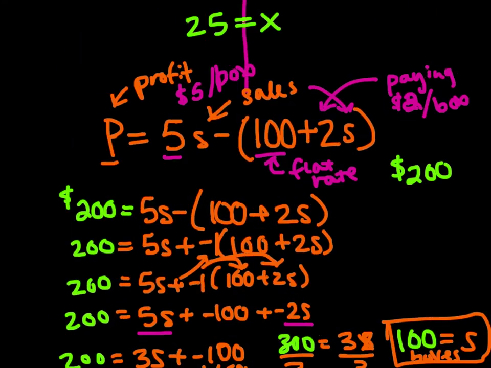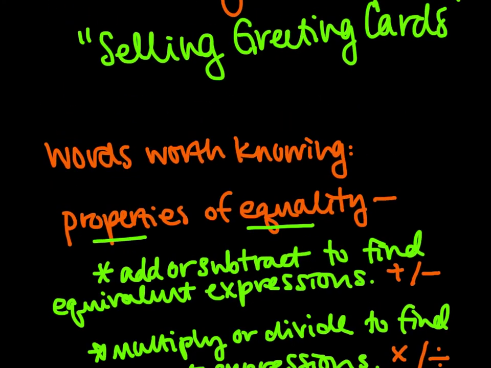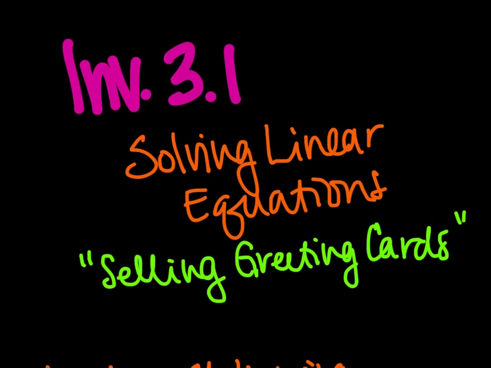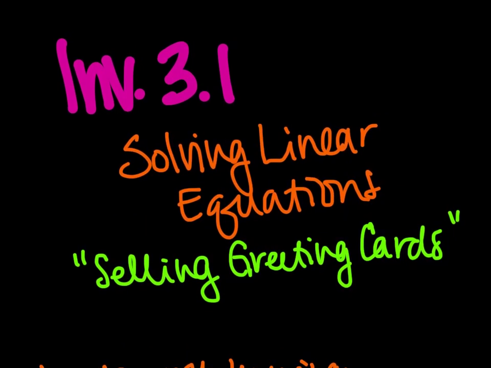Your job is to do A through C, and also understand that we have this properties of equality that we need to pay attention to. But use those two things to work through investigation 3.1, A through C, and then also the homework problems that are attached to it.